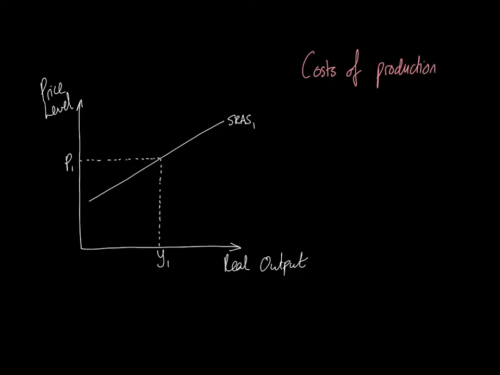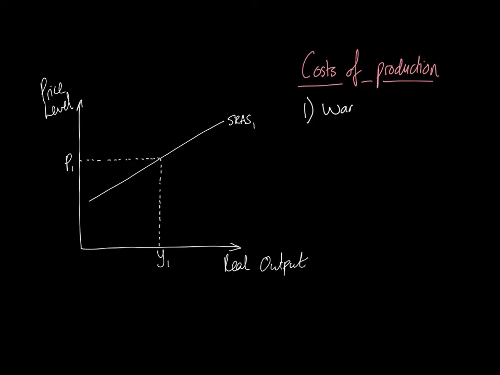So if the costs of production within an economy change, then we will assume that the short-run aggregate supply curve will shift. So let's think about what the main costs of production for firms are likely to be.